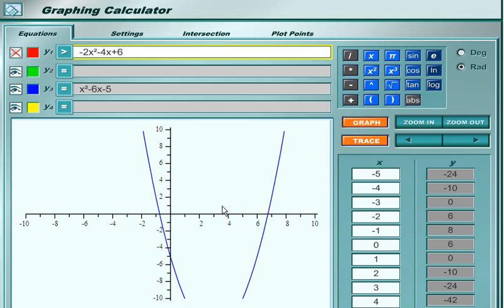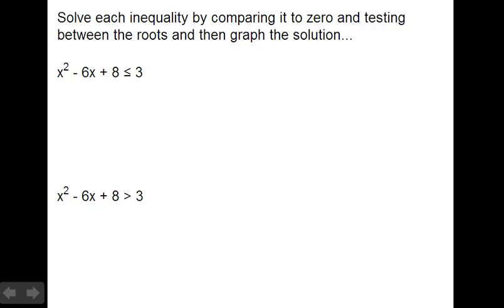If I press graph, what we would look at here are the roots. The roots, remember, are where the parabola crosses the x-axis. So we have a root there and there. And you could zoom in and move your cursor around to find exactly where those roots are. Just to go through some approximations here, this would be like negative 0.9, and let's call this 6.9, for example.